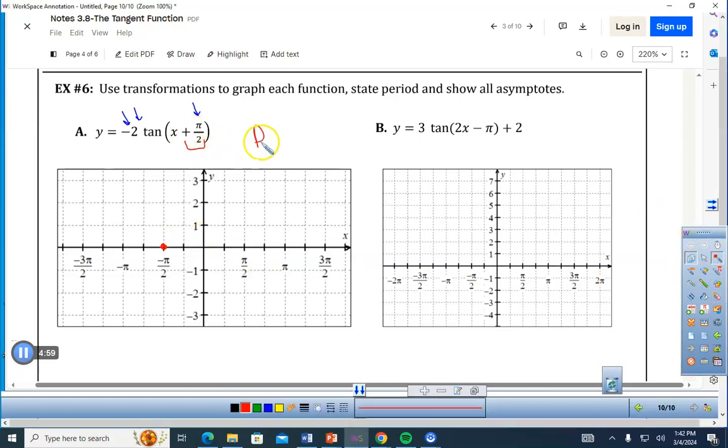Because my period is just pi. So my asymptote, don't write this, would have been at pi over 2, right? And negative pi over 2. But my asymptotes, remember, those aren't affected by the negative or the 2. My asymptote is going to move left pi over 2 to 0, right? And now I'll have an asymptote every pi.